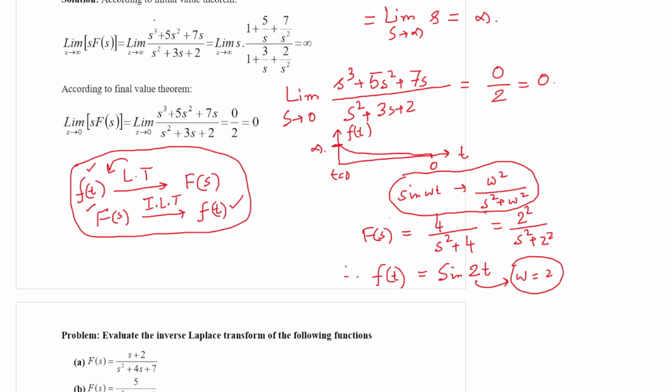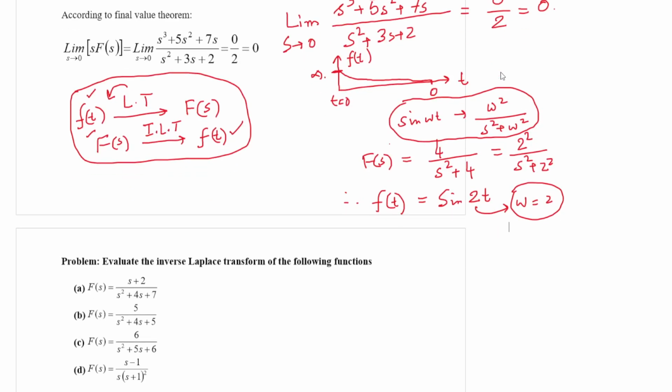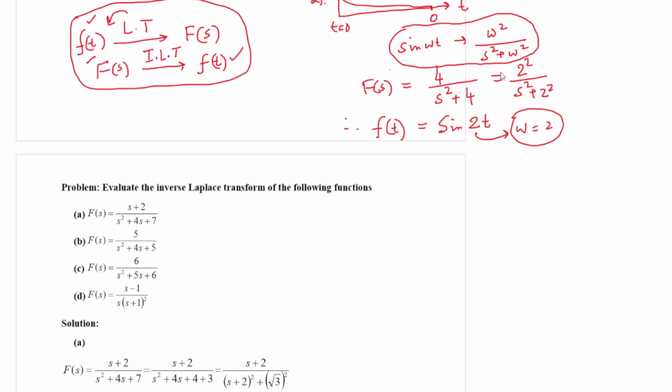So in this way, if you know the direct relation from time domain to frequency domain, you can just reverse the process to get the function in the time domain. It's a very simple process. Now with that technique in our hand, we shall solve some inverse Laplace transformations. Suppose for the first problem, F(s) is equal to s plus 2 divided by s square plus 4s plus 7.